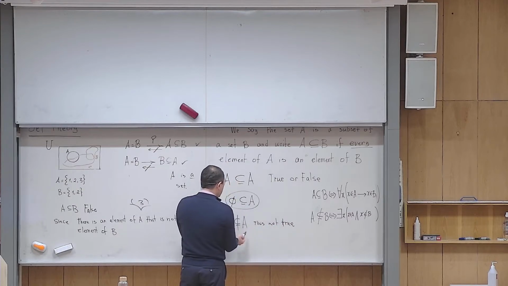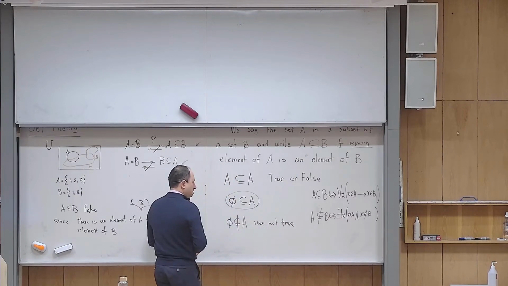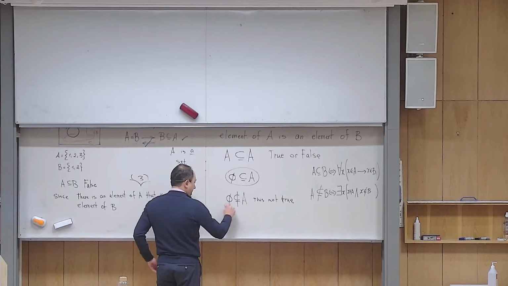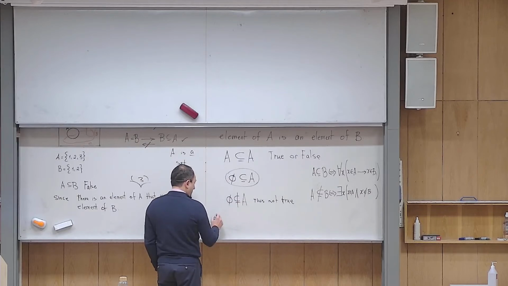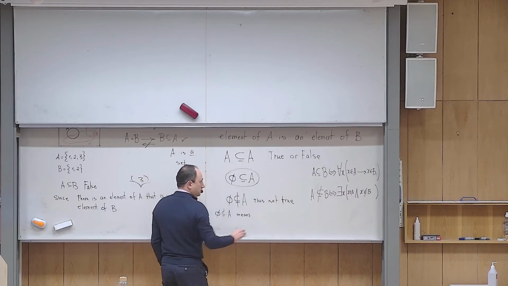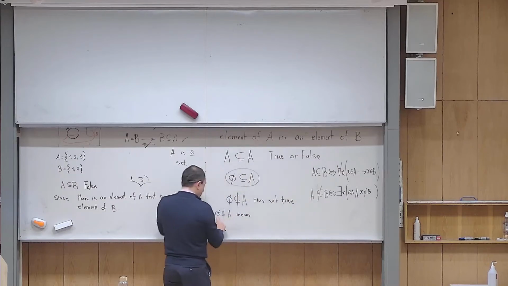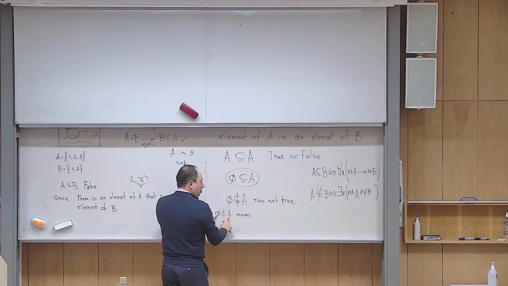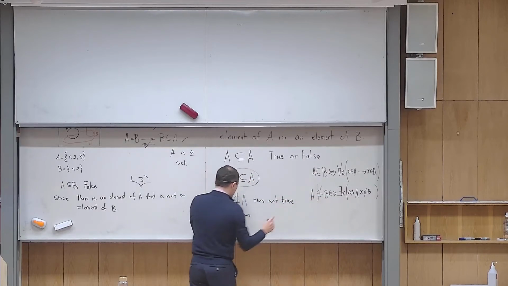So then this means that the negation of that is true. Do you understand? So this cannot happen. This cannot happen. It means exactly the same thing. Here the empty set is playing the role of this A, and this A is playing the role of this B. So let us write that.